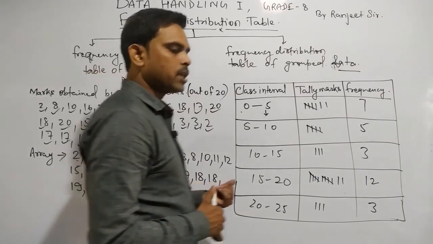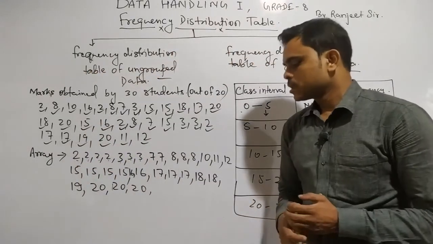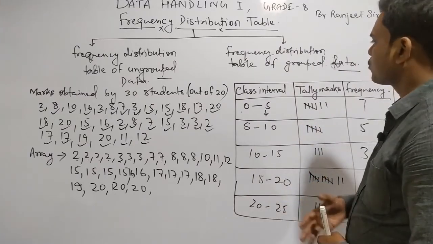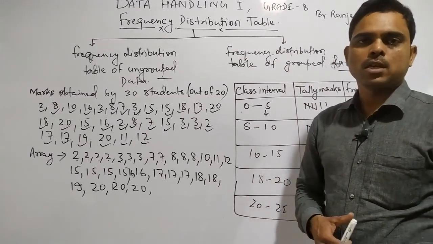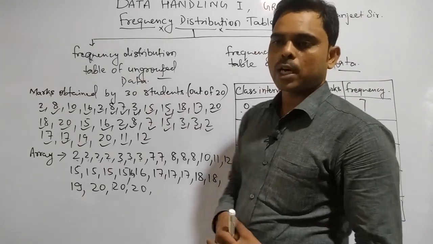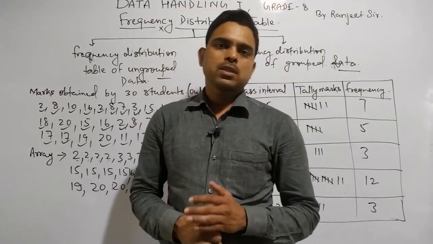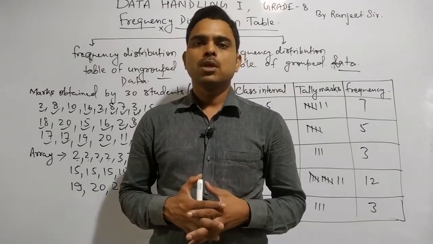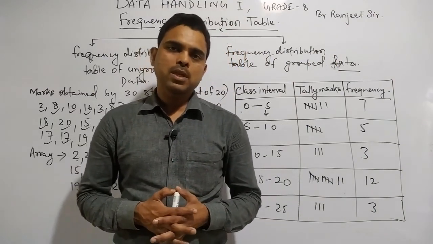Earlier it was in ungrouped form, but we have made it grouped, and then we have represented it in a table. So in this way we have seen 2 questions based on construction, based on making a frequency distribution table.